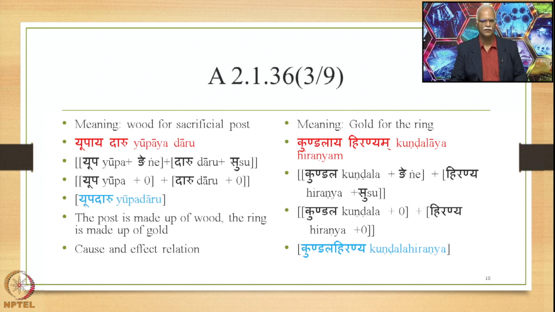And then we join them together and we get the final derived output in the form of kundala hiranya, which means the same as kundalaya hiranyam. Now there is a cause and effect relation between kundala and hiranya, as well as yupa and daru. The post is made up of wood and the ring is made up of gold. Showing this cause and effect relationship, we add caturthī vibhakti, and then such a caturthī vibhakti gets compounded. That is the meaning of tadartha stated in this particular sutra, caturthī tadarthārtha balihita sukha rakṣitaihi.